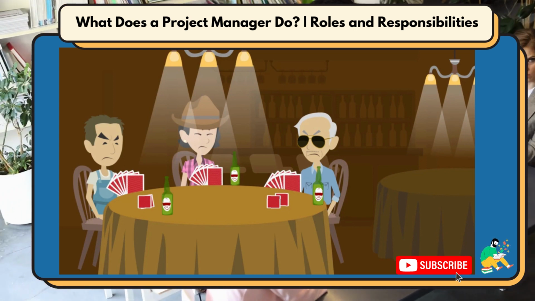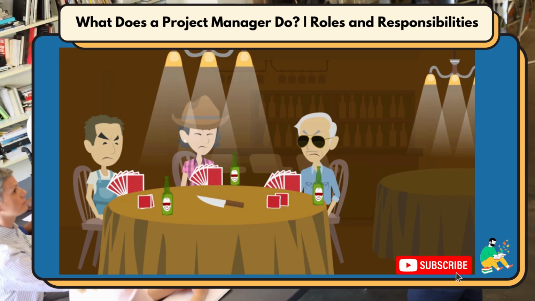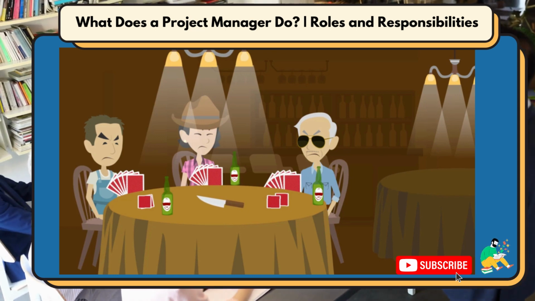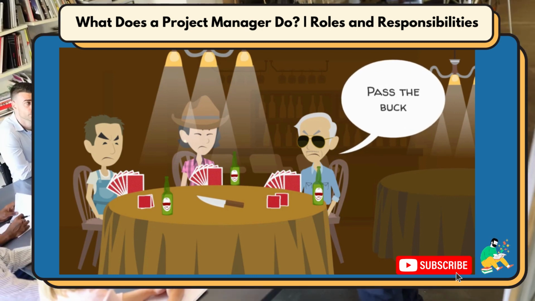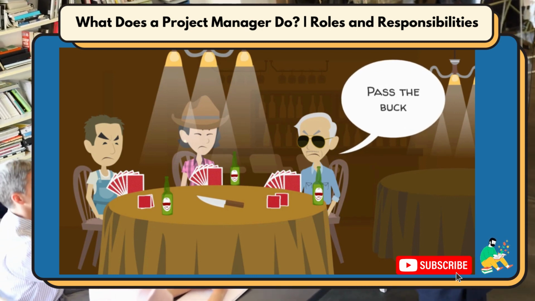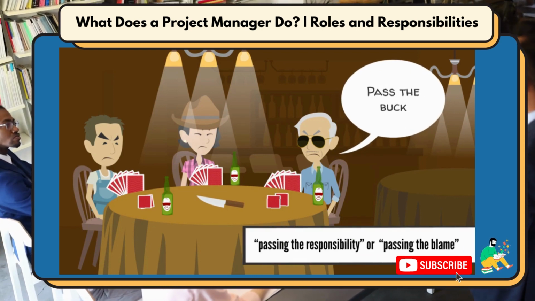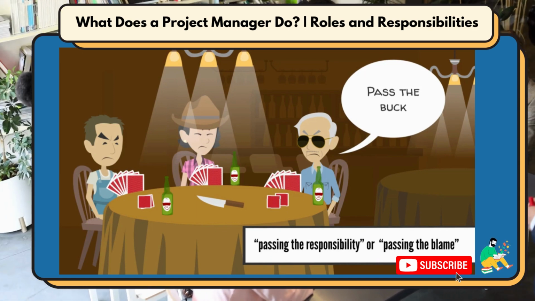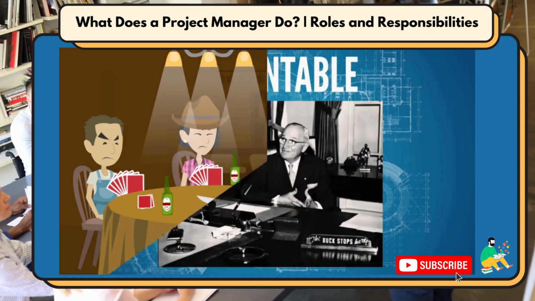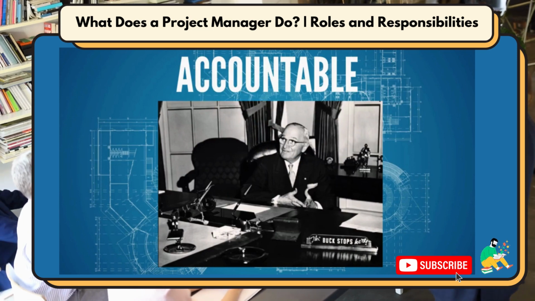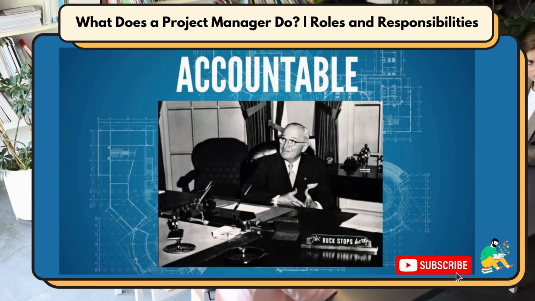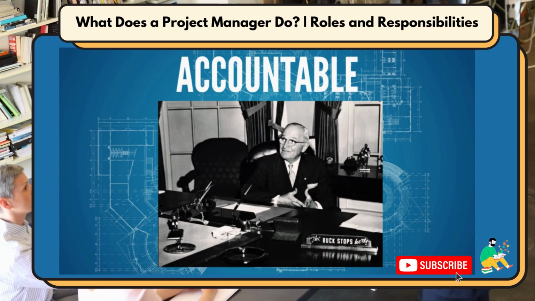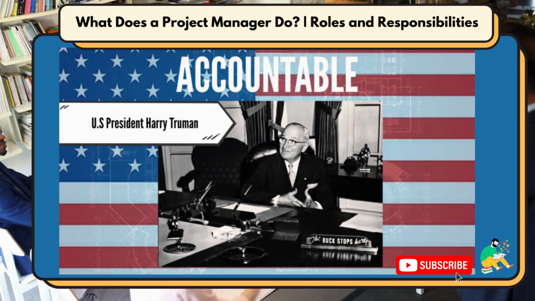To mark the next one in turn, usually a knife with a buckhorn handle would be passed from one player to another, and from there, passing the buck. This has later transformed into passing the responsibility or passing the blame to someone else. Now, the person in the picture, proudly keeping the sign on his desk as a promise to the nation not to run away from his responsibility, is the US President Harry Truman.